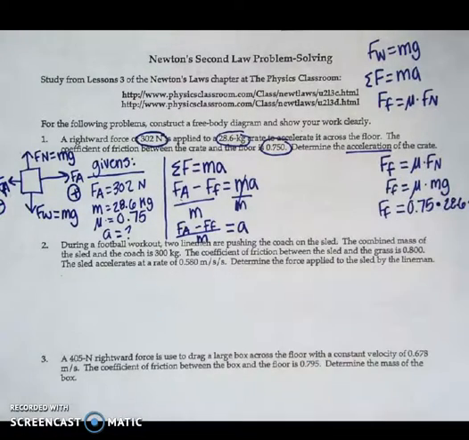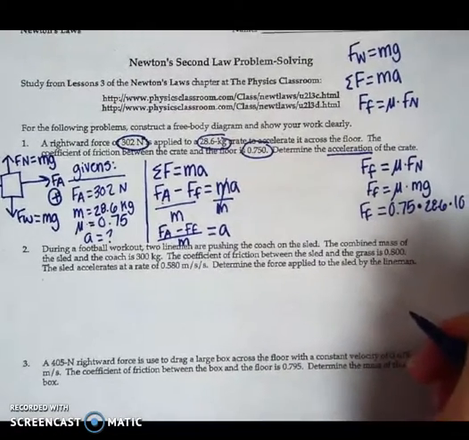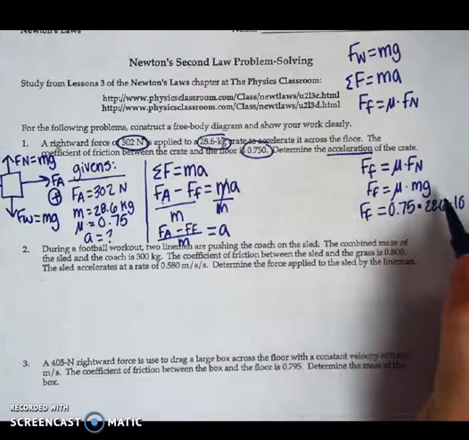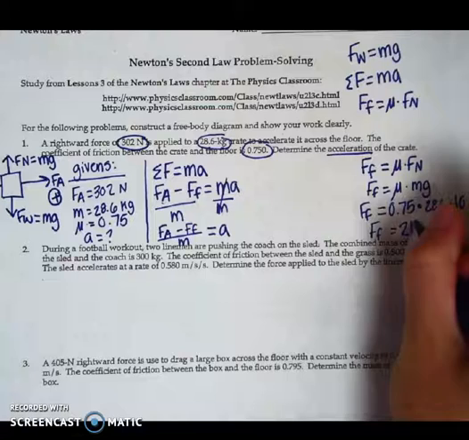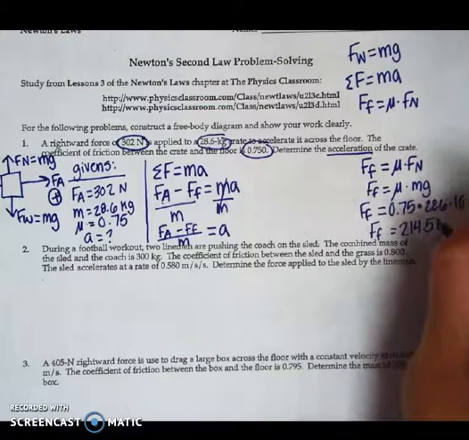And that's going to give us our frictional force. So we're just multiplying all three of those together. So we should end up with a number around 214.5 newtons.